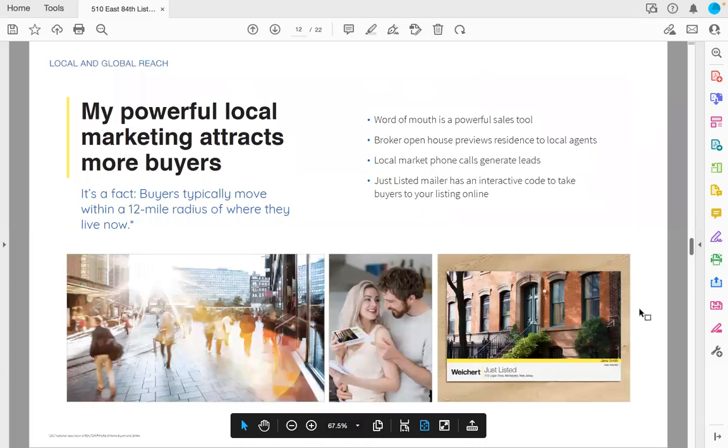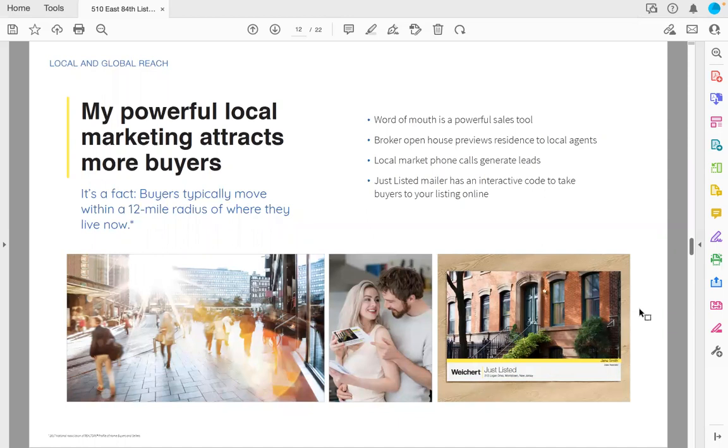So again, what we have is a local and a global reach here at Weichert. And for me, what I like to think of Weichert in New York is the biggest boutique company that's out there. We are a boutique company here in New York City. We have 90 sales agents out of my office here in Soho. And because of that, we're able to get the word out about your property within our office pretty quickly.